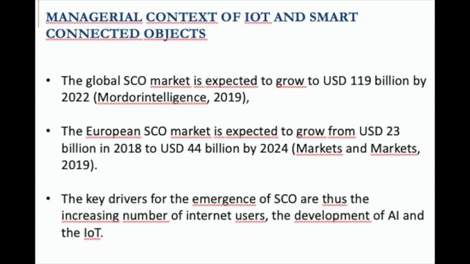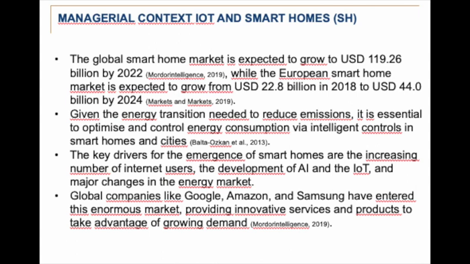This is what we used to introduce our research about IoT and smart connected objects. Or another example, to describe the managerial context of IoT and smart homes. The global smart home market is expected to grow to $120 billion by 2022, while the European smart home market is expected to grow from 22 to 44 billion from 2018 to 2024. Given the energy transition needed to reduce emissions, it is essential to optimize and control energy consumption via intelligent controls in smart homes and cities. Again, the key drivers for the emergence of smart homes are the increasing number of internet users, the development of AI and IoT, and the major changes in the energy market.